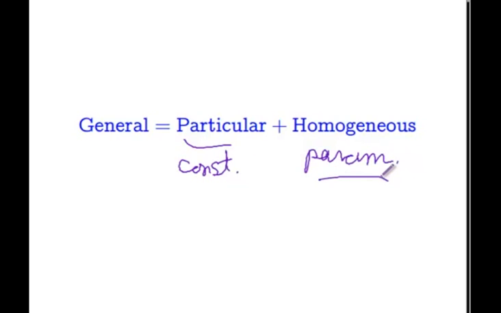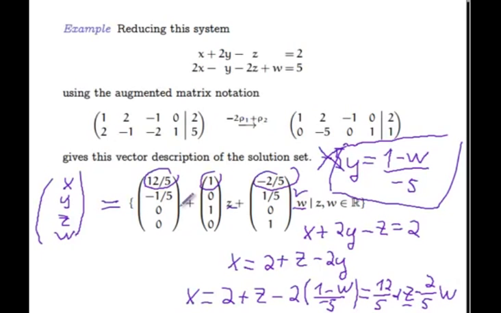and the homogeneous part is the part with parameters. Okay? Now, if you go back here, you can see that what we have here follows this form. Here's the particular part here, and then this here is the homogeneous part, because this part has parameters. Okay, so this satisfies the form.